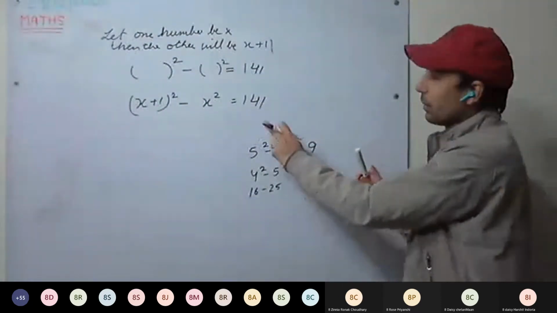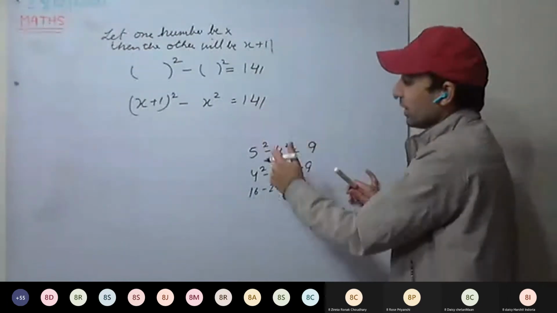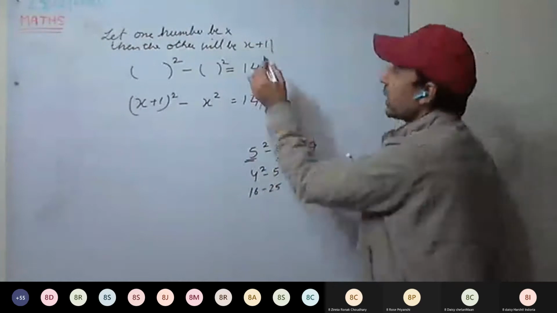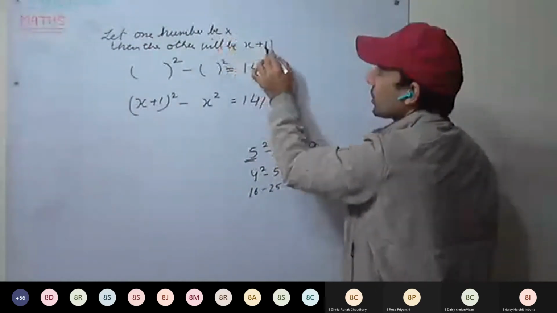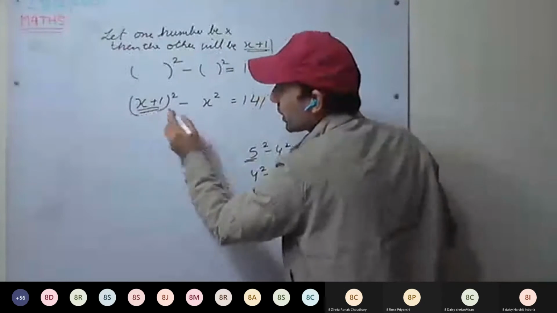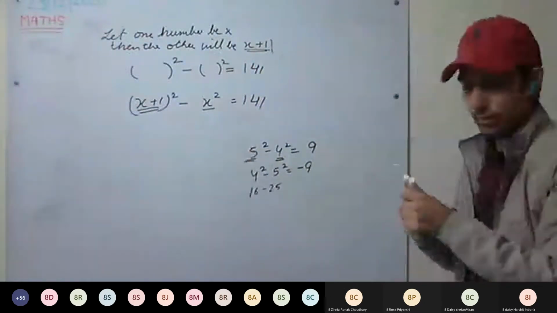Understood this one? Because here we have plus 141. Therefore, bigger number squared minus smaller number squared. And which will be the bigger number between x and x plus 1? x plus 1 is the bigger number, therefore x plus 1 will come here and x here. Understood this one?